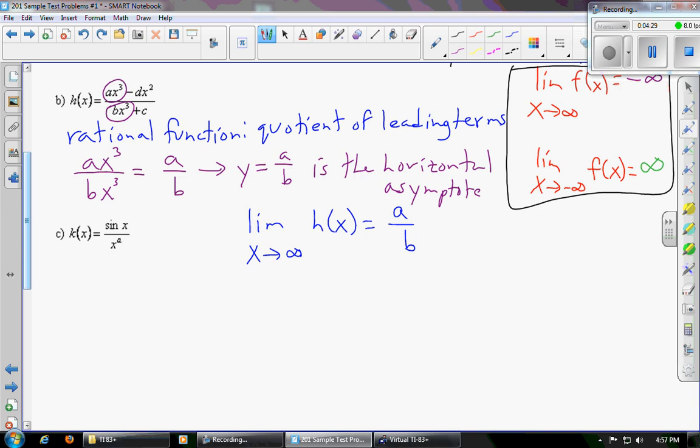And the same thing is true at the far left. So we'll go ahead and put in just one more symbol, plus or minus, right there. That's the end behavior in both directions. Both directions approach a over b.